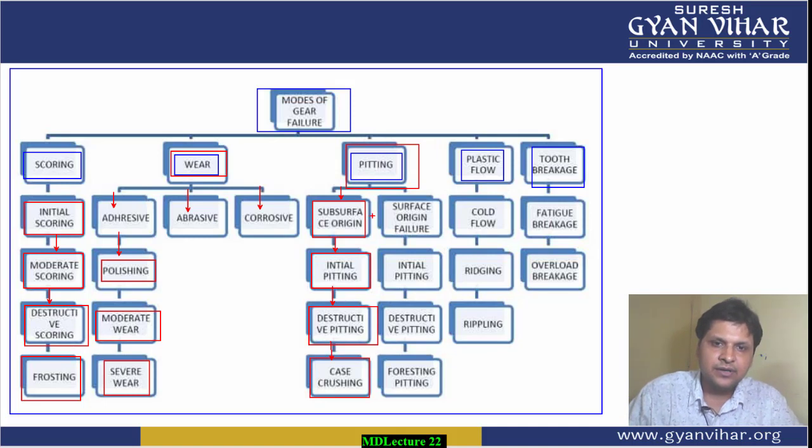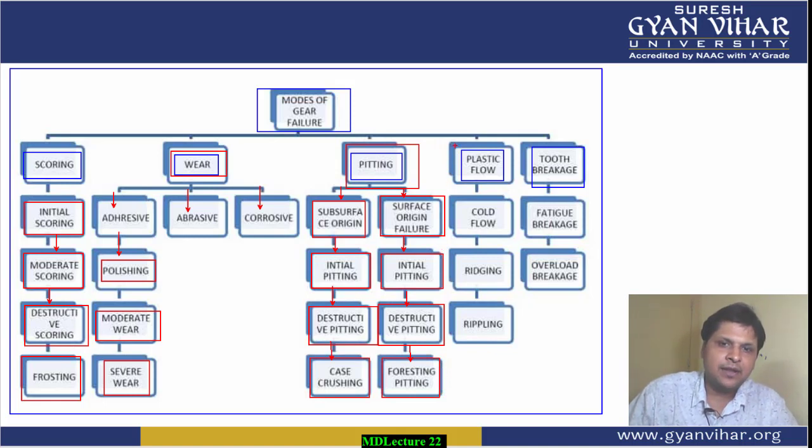Then after, the second problem in pitting is the surface origin failure. In it, first of all, there is surface origin failure. Then after, you have initial pitting. Then you have destructive pitting. And then at last, there is flaking pitting. So these are the different pitting in the case of surface origin failure.